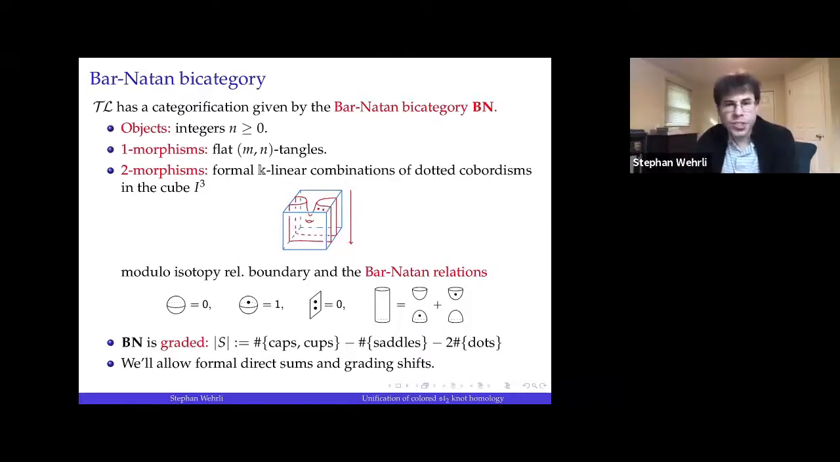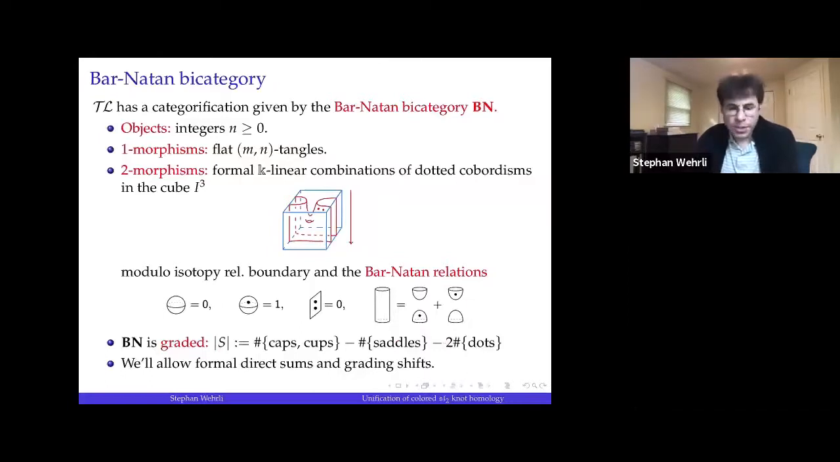And one considers such surfaces or linear combinations of surfaces up to isotopy fixing the boundary and up to the usual Bar-Natan relations. So for example, if there's a spherical component which doesn't contain a dot, then the entire cobordism is just 0. And now this category has some extra structure. So there's a grading on 2-morphisms and such surfaces, namely the degree is kind of a generalized Euler characteristic minus twice the number of dots in the cobordism.